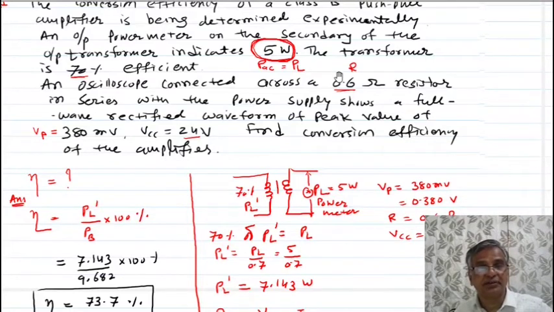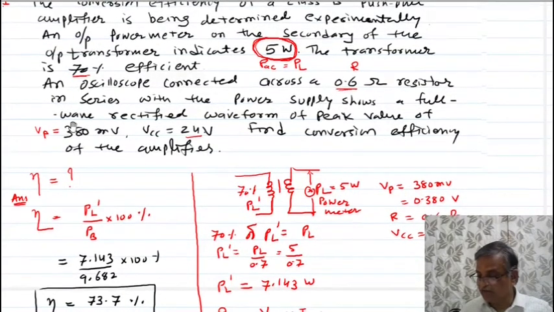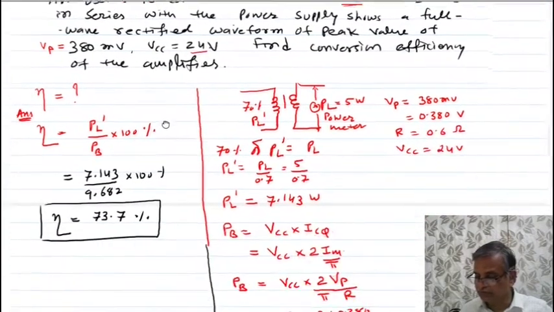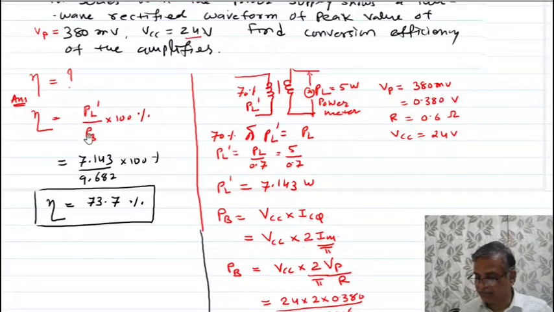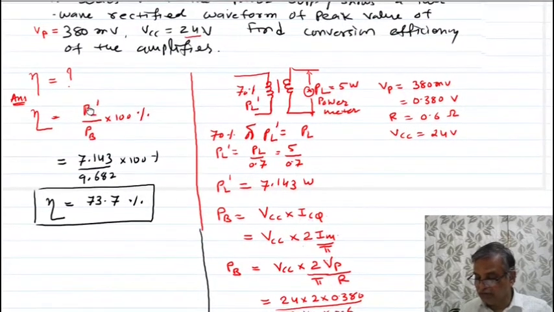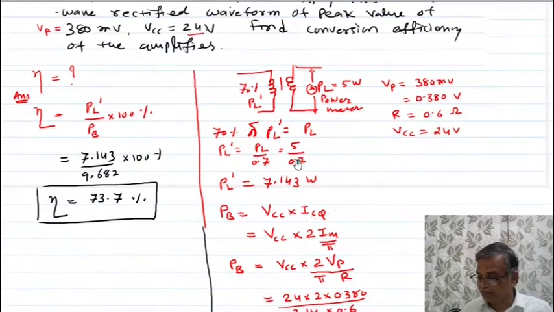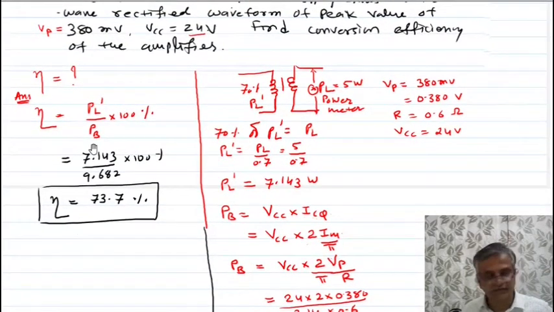It is nothing but what you have already studied in the theory. The full wave rectified signal you are getting on the oscilloscope has a peak voltage of 380 millivolt. From this value I can find the value of the peak current. VCC they have given is 24 volt. So what is the efficiency? Efficiency is PL dash upon PB into 100. I have to find the PL dash. 70% of PL dash is equal to PL. So PL dash I will find.